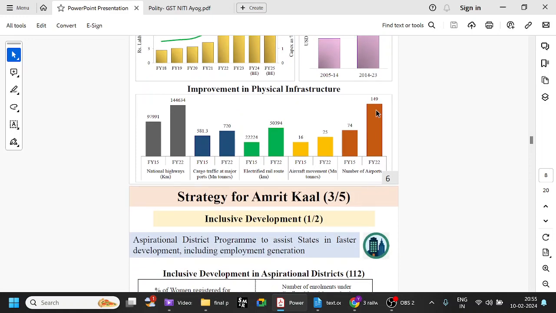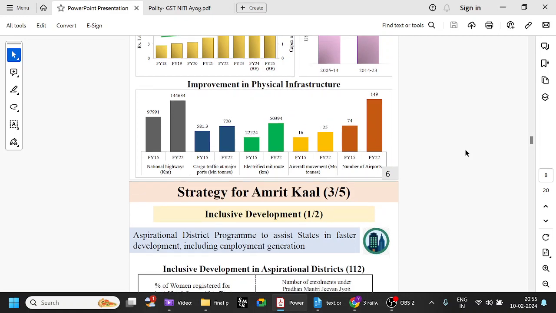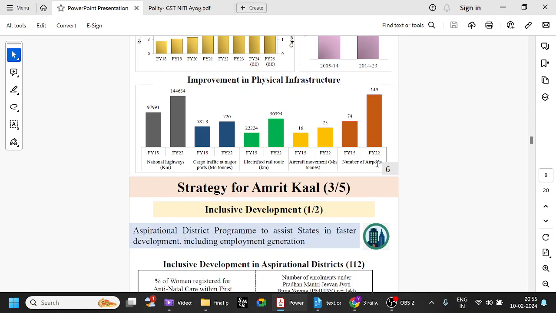So I told you the number of airports almost 150, 149. This is in 22. So by now it would have crossed 150. And everything you can see there is a huge increase in national highways. Every now and then we see the Ministry of Road Transport, Nitin Gadkari ji, mention how many kilometers of road have been laid, etc. So there is a huge improvement in airports, in highways, and also electrification of the rail routes.